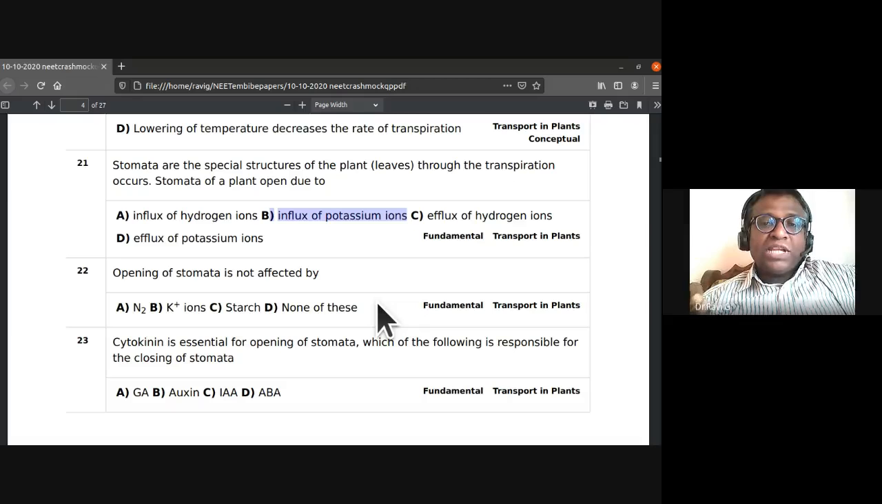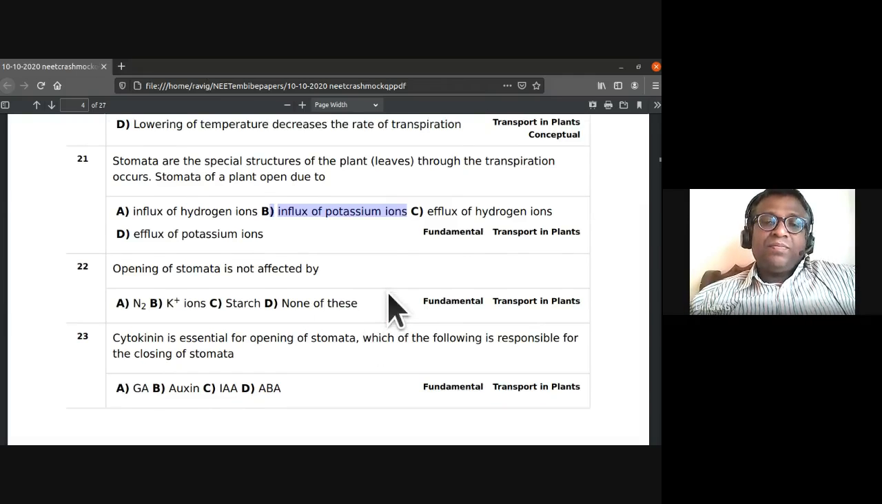So influx of potassium ions takes place during day and that results in the opening of stomata. So 21st B is the answer.